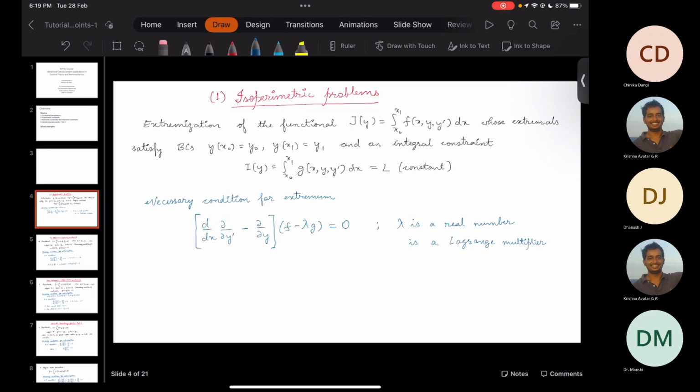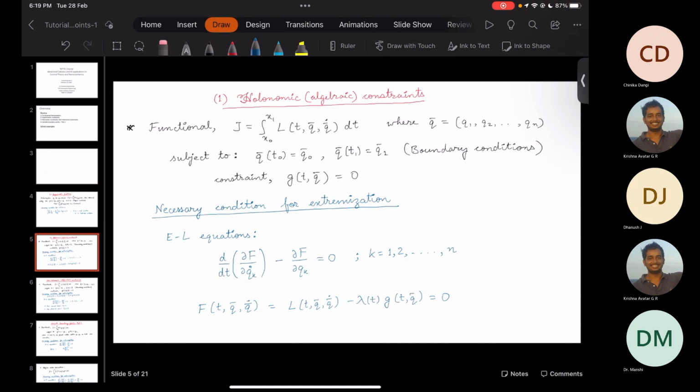The necessary condition for extremum is given by d/dx of the partial derivative with respect to y' minus the partial derivative with respect to y of the quantity f minus lambda g, where f is the integrand of the functional J, and g is the integrand of the integral constraint I. Lambda is a real number, also known as the Lagrange parameter or Lagrange multiplier.